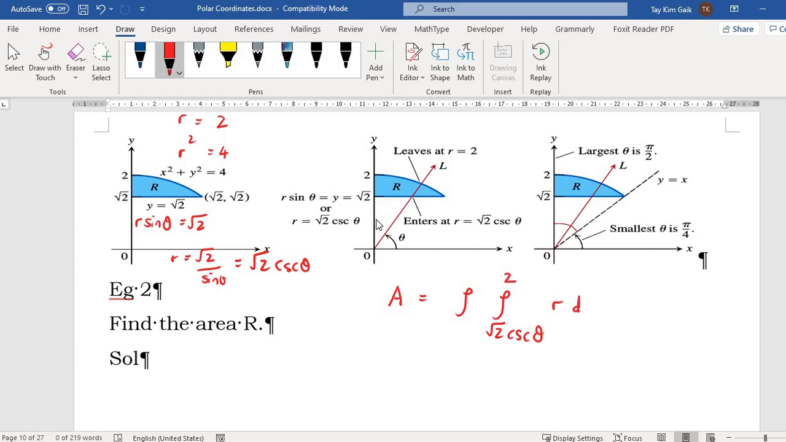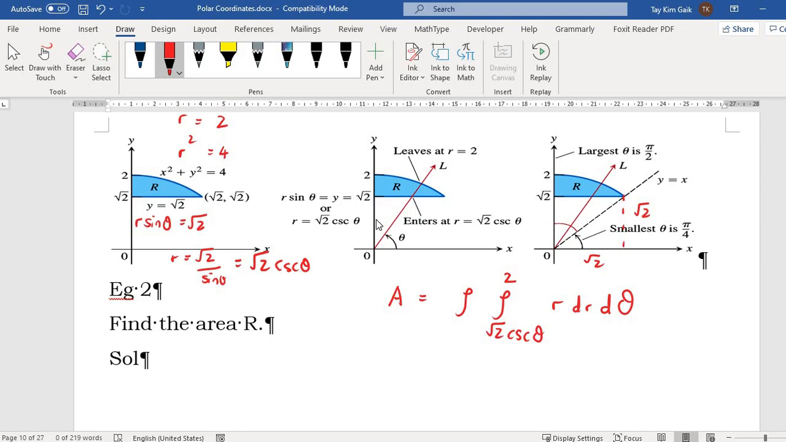So dA is r dr d theta. To get theta, we look at this angle. At this point, x is root 2 and y is root 2. So y equals x, which means the angle is pi over 4. If x is root 2 units, y is root 2 units, so the angle is 45 degrees or pi over 4.